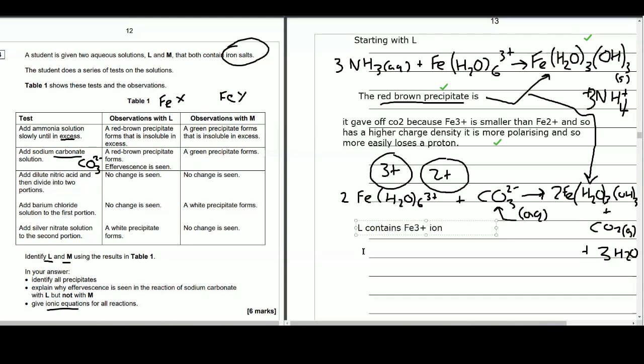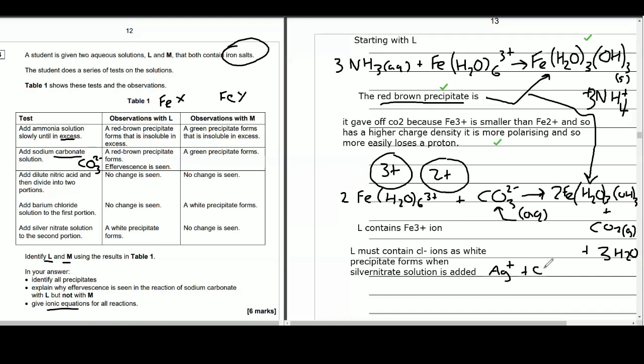We've now got the third bit, so we know that L contains the 3 plus ion, and that was identified by its reaction with the carbonate, but also from the red-brown precipitate it forms. Now, it had no change with the nitric acid and no change with barium chloride, which is normally the test for sulfate ions. So we're not dealing with iron(III) sulfate, but it does give a white precipitate with silver nitrate. And that means that it must contain chloride ions, because when you do the silver nitrate test and you get the white precipitate, it's normally chloride ions.